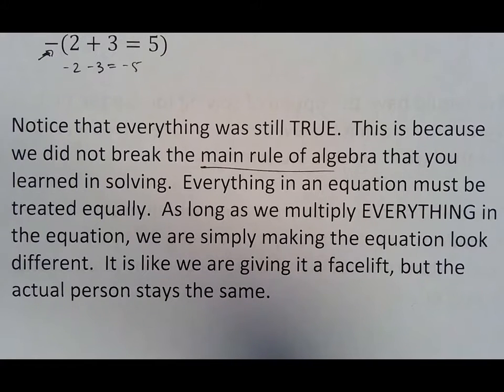Everything must be treated equally. Remember in algebra solving, if we subtract from the left, we had to subtract from the right. If we add 5 to the left, we must add 5 to the right. If we multiplied by 2 on the left, we had to multiply by 2 on the right. It is all about balance. So as long as we multiply everything in the equation, as long as we switch the sign on everything in the equation, it just makes it look different. So pretty much we are giving the equation a facelift, but the actual person stays the same.